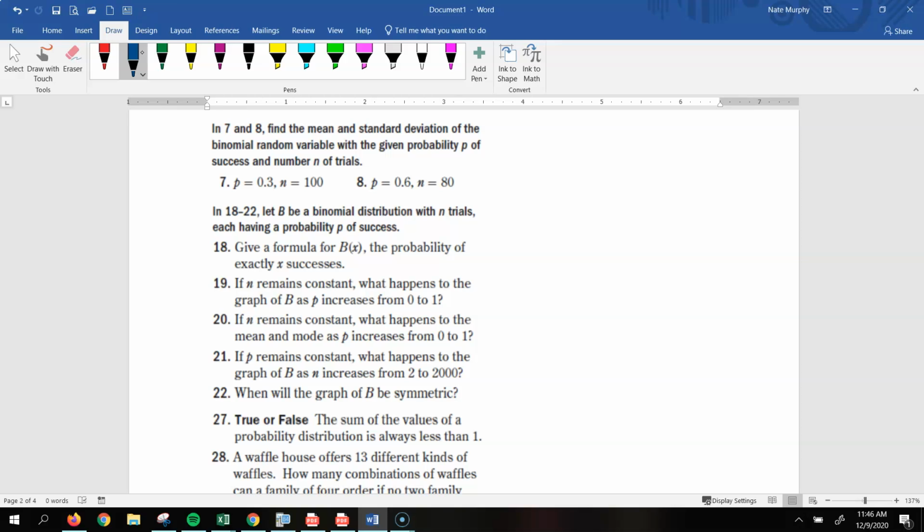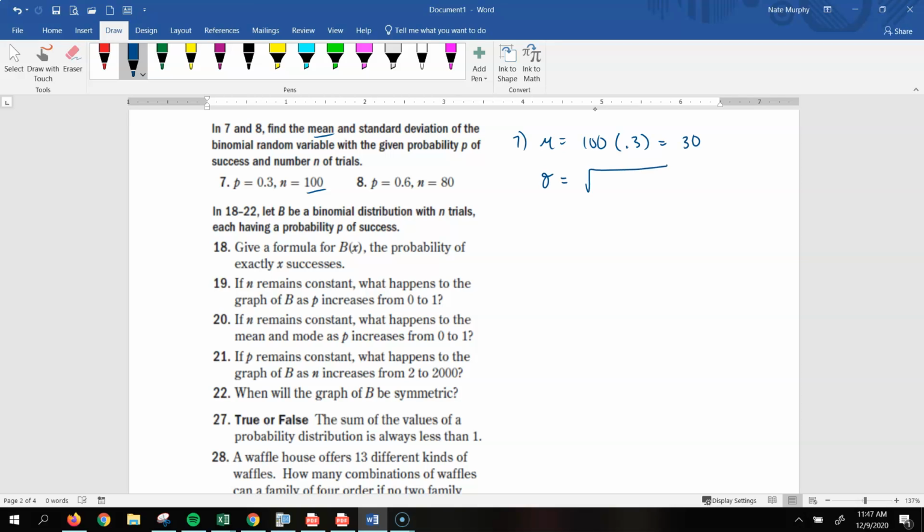All you have to do here, to find the mean, is take the number of trials times the probability of success. So for number 7, to find the mean, that's symbolized by this, we would just take 100 times 0.3, and when you do that, you get 30 as your answer. And the standard deviation looks like that.